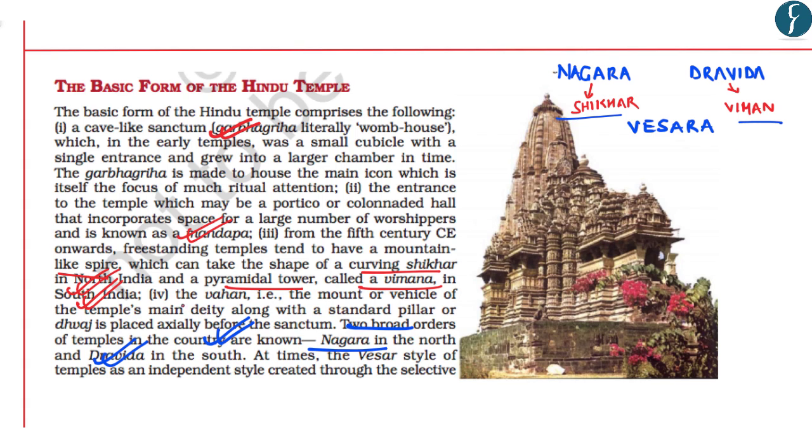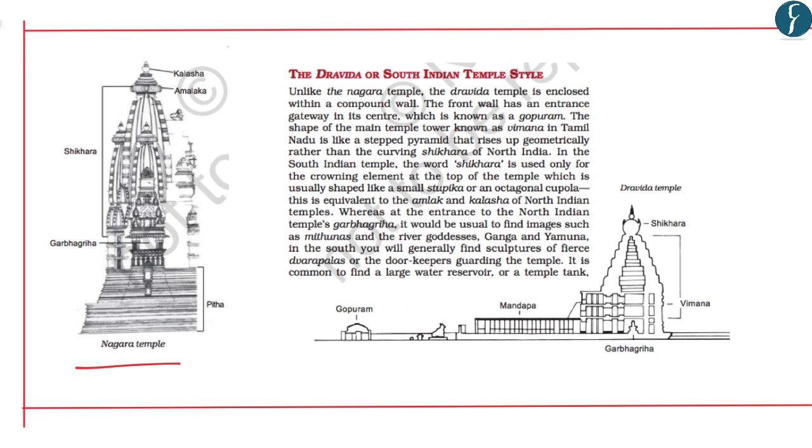And the fourth constituent is the Vahan, that is the mount or vehicle of the temple's main deity, along with a standard pillar or Dhwaj, which is placed axially before the sanctum. So this is a Nagara style of temple, and this is the Dravida style of temple. As you can see, this part forms the Shikhar of the Nagara temple, whereas this part forms the Viman of the Dravida temple. It mentions that unlike the Nagara temple, the Dravida temple is enclosed within a compound wall, and the front wall has an entrance gateway in its center, which is known as the Gopuram.